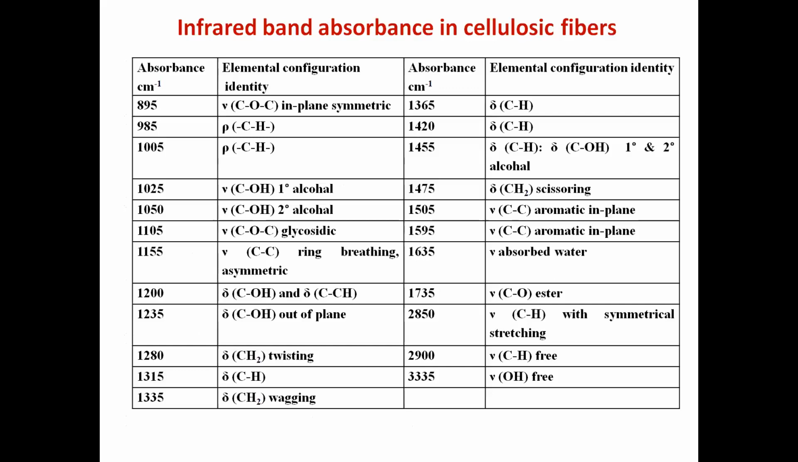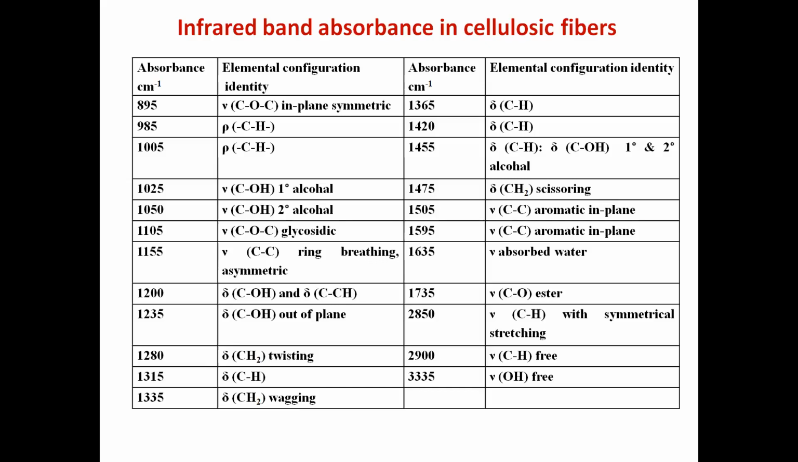Now I'm saying that these are some absorption peaks, and these are the elemental configuration identities. Suppose an absorption peak is available at 895, then it indicates that a COC bond is there and it is in plane. This is symmetric existence. 985 rho CH and 1005 CH, 1025 COH, 1050 COH at secondary alcohol.